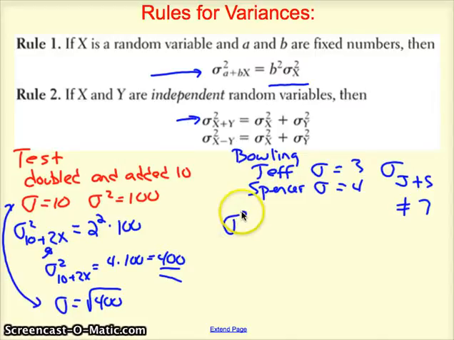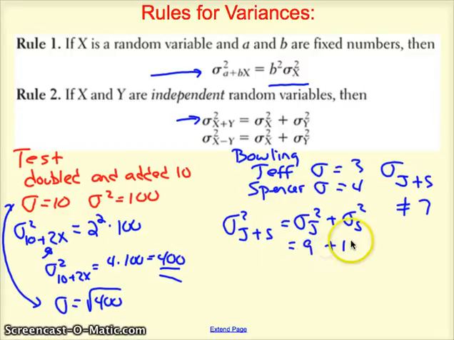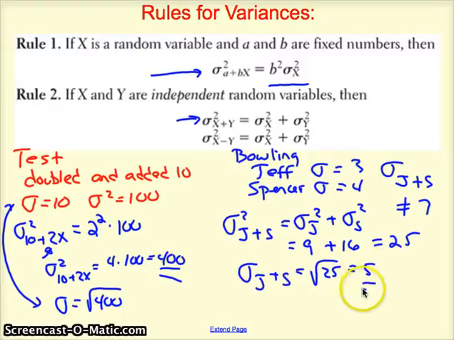So the variance for Jeff and Spencer as a team is the sum of our variances. Well, my standard deviation was 3, so my variance is 9. Spencer's was 4, so his is 16. That adds to 25. So the variance for us as a team is 25. What's the standard deviation? It's the square root of that variance, which is 5. Not 3 plus 4 or 7, it's 5. So you can add variances and square root the sum to get the standard deviation, but you cannot add standard deviations.